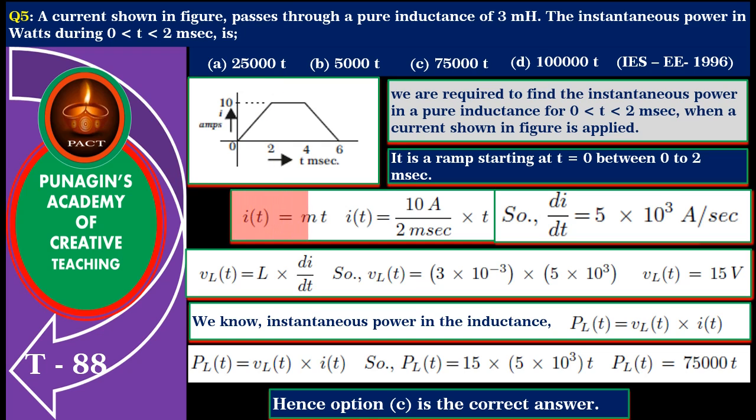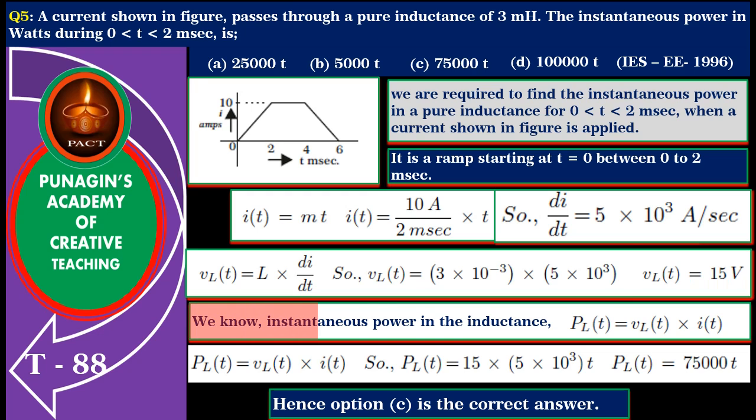So, i(t) is equal to m into t, where m is the slope, and slope m is equal to 10 ampere divided by 2 milliseconds. By substituting the values and solving, we get di/dt is equal to 5 into 10 to the power of 3 amperes per second. But we know v_L(t) is equal to L into di/dt. By substituting the values and solving, we get v_L(t) is equal to 15 volts.